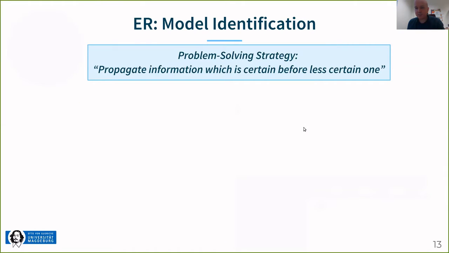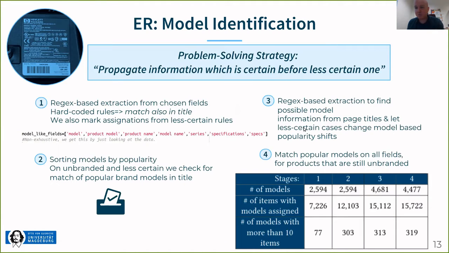For model identification, our assumption was that we would have many more models than brands. We developed a 4-step algorithm with a strategy that we wanted to propagate information which is more certain before information that is less certain. So to do so, we developed, as I said, a 4-step algorithm that started with a regex-based extraction. We looked at fields that were likely to have models, and then we extracted model names from these fields.